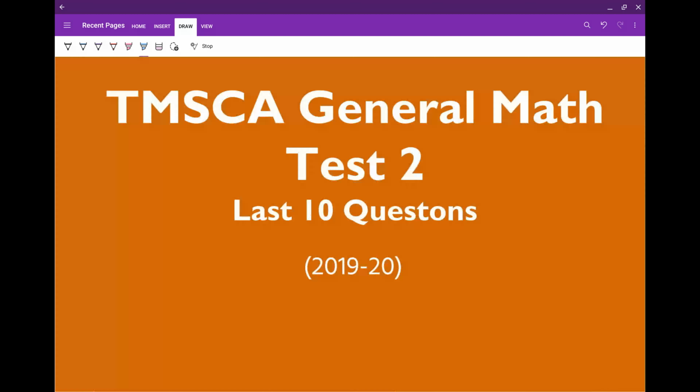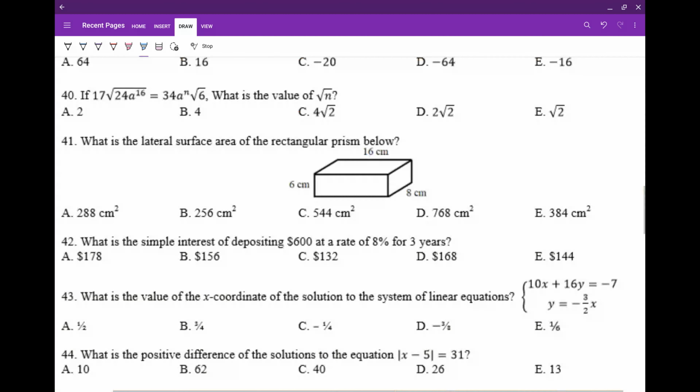Now we're going to do question 40 of test 2 in general math. This is giving us this equation. What we can see straight off the bat is that n is only found in one place, and it's found as the exponent to a. So the base a to the power of n is the only place that we're seeing n, and it's asking us for the square root of n. That means we need to solve for a to the power of n. We need to solve for all of that, and to do that, we have to isolate that variable.